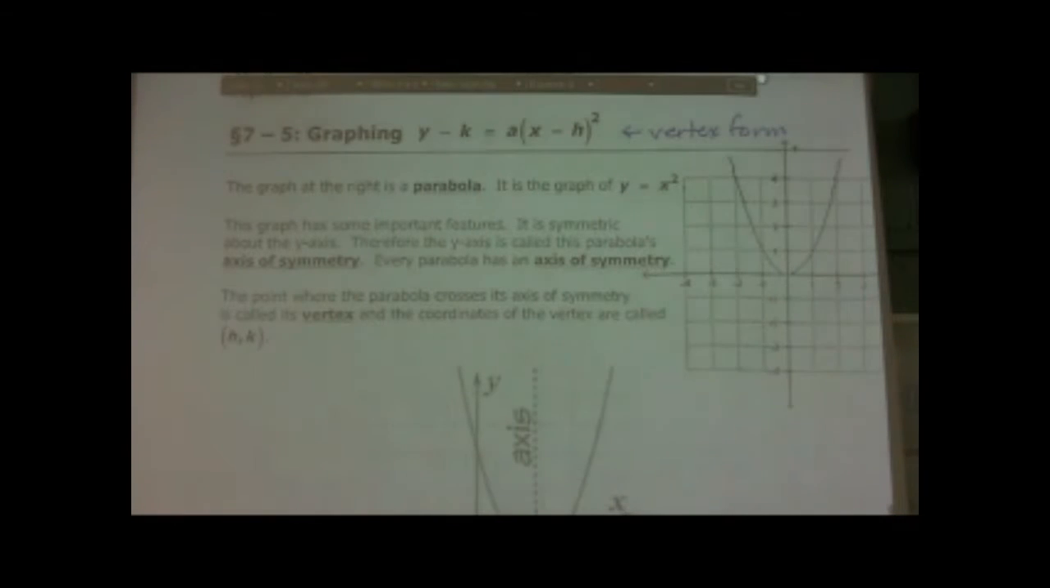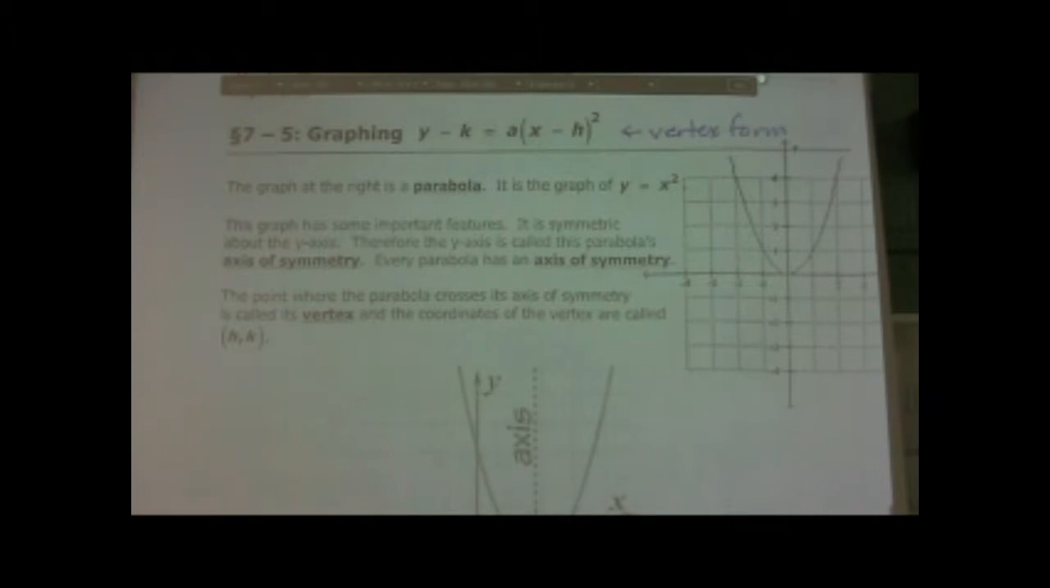We can write equations for parabolas in different ways. There's vertex form, standard form, and factored form. We're going to focus today on vertex form. In a couple of days, we're going to be graphing them in standard form. And, all right, let me explain to you what this means.